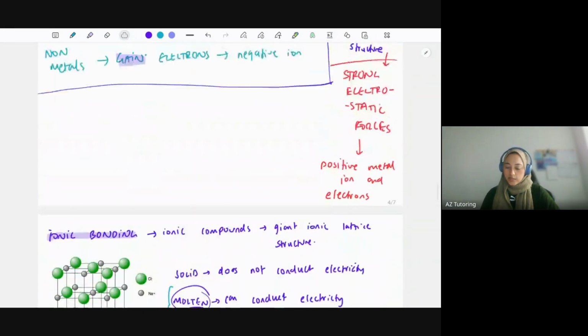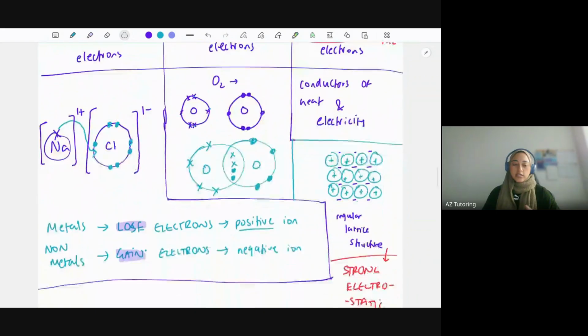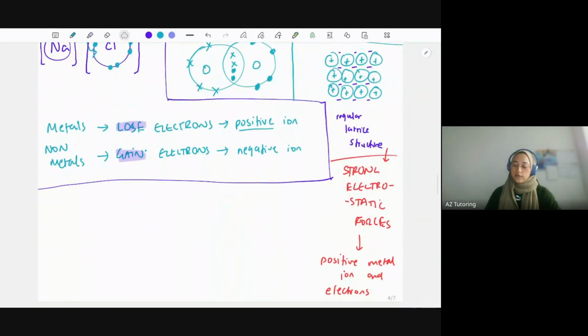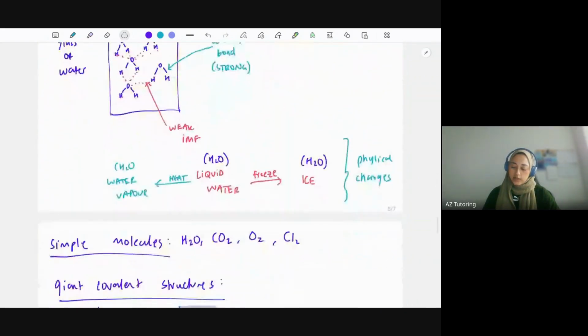Now, I'm just going to speak a little bit about another example of metallic bonding, and then I'll just give you a little break there as well.